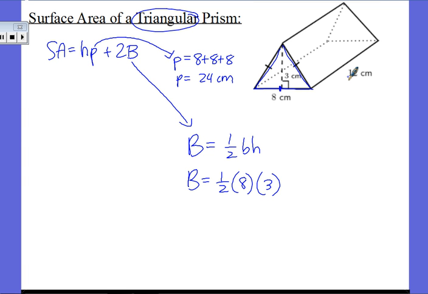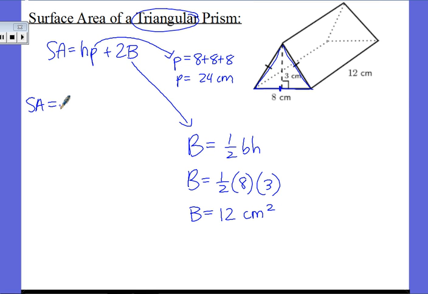So we're going to type our calculations into the calculator, 1 divided by 2 times 8 times 3, and we should get 12 squared centimeters. And then we're going to substitute everything back into the original formula.